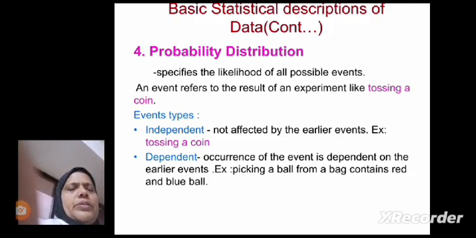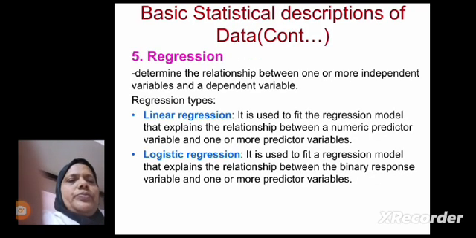A dependent event is one where the occurrence of the event depends on earlier events. Example: picking a ball from a bag which contains red and blue balls. Fifth, regression. Regression determines the relationship between one or more independent variables and a dependent variable.